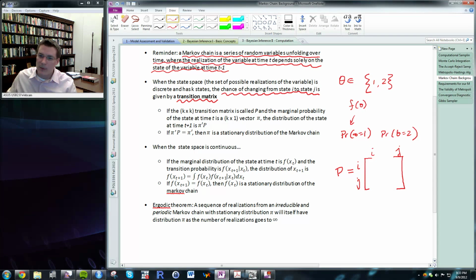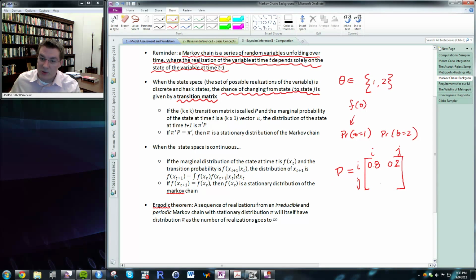So for example, if i to i is 0.8, that would tell us if we started out in state i, we have an 80% chance of transitioning to state i again. You have to have some probability of going somewhere, so the sum of these two has to sum to 1. So the probability of going from i to j would be 0.2.